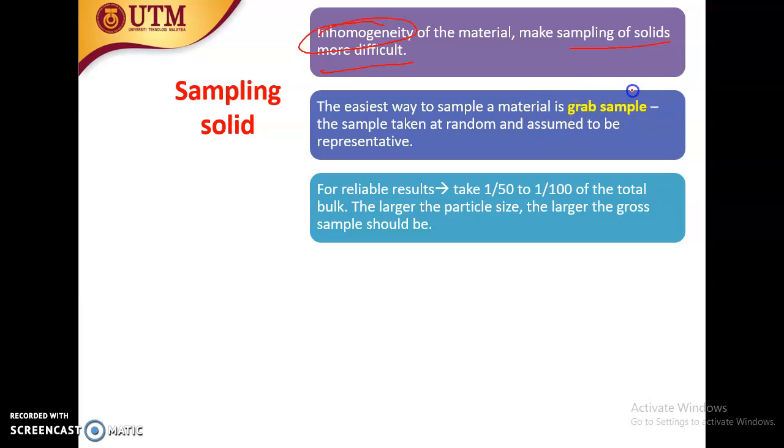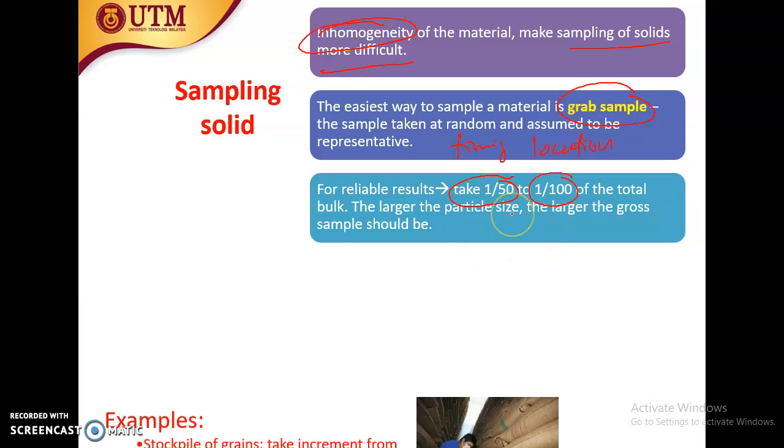Okay, the easiest way is to grab. This is like literally grabbing the powder, at different timing if it's on conveyor belt, or different location. Location is the best if it's stationary. For reliable result, you can take 1/50 or 1/100. Sometimes it says 1/10. The higher the portion, the better, because you take more representation of the whole area or bulk.